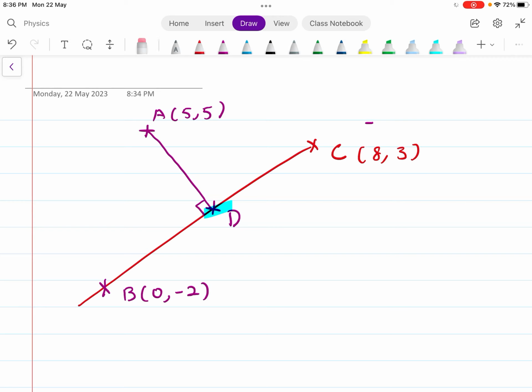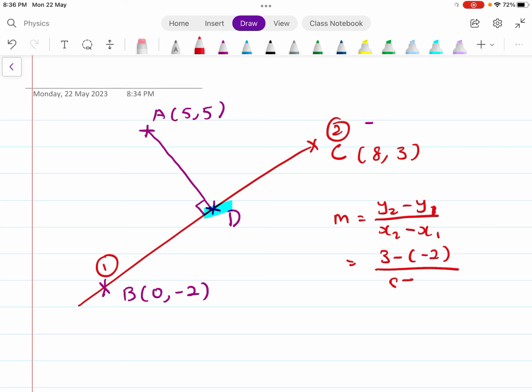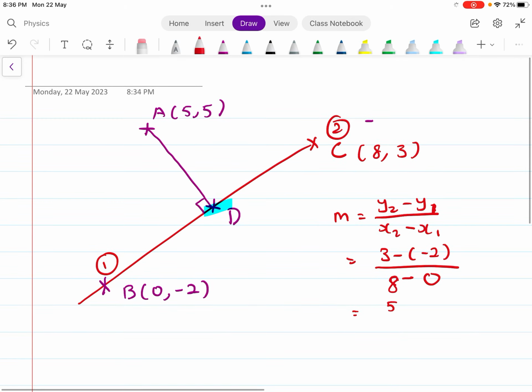First you calculate the gradient of BC. When you do that, you just use y2 minus y1 over x2 minus x1. Maybe I say this point is point 2 and this point is point 1. So you just use 3 minus negative 2 over 8 minus 0. What you get is positive 5 over 8. So the gradient of this line is 5 over 8.